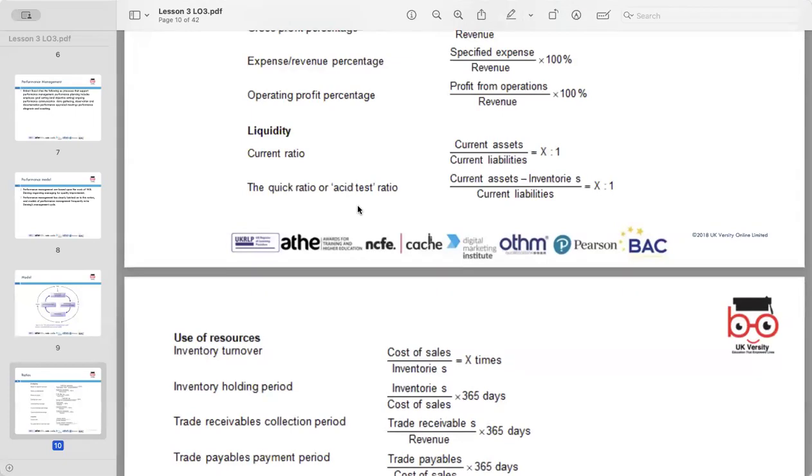These financial ratios provide valuable insights into the organization's financial health, performance, and efficiency, enabling managers to make informed decisions and implement strategic initiatives effectively.